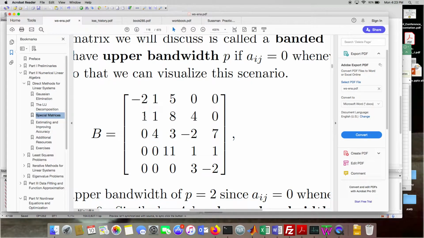Here we have only one diagonal below that that's non-zero. So the 1, 4, 11, and 3. And then above the main diagonal, we have 1, 8, -2, 1. So that's the first non-zero super diagonal. And then the 5, 4, 7 is a second non-zero super diagonal. So this matrix has upper bandwidth 2, lower bandwidth 1. So the total bandwidth is going to be 4. And sure enough, whatever total bandwidth is, that's the most non-zero entries per row that you can possibly have.